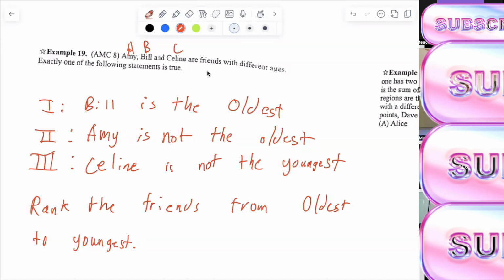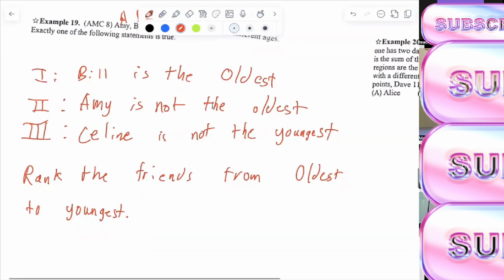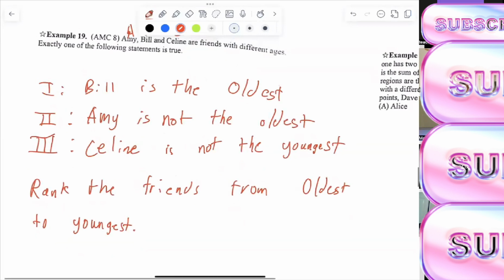Okay, so basically how we're supposed to do this is, from the start, we know Bill is the oldest. So if B is the oldest, then Amy is not the oldest is false. So these two contradict each other. But if Amy is not the oldest is true, it means that Bill is indeed the oldest. It means that she is the youngest.